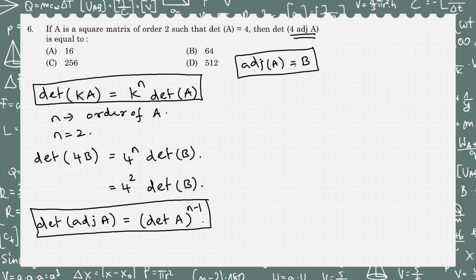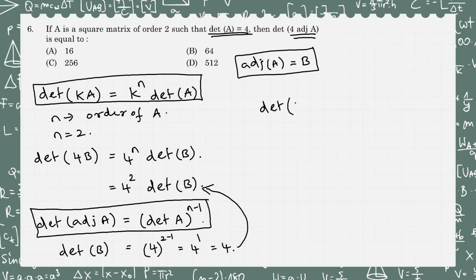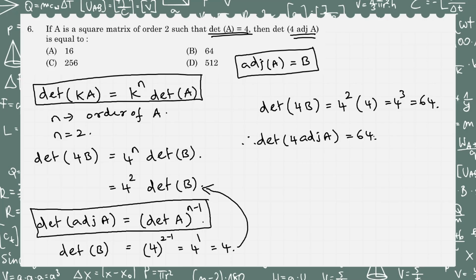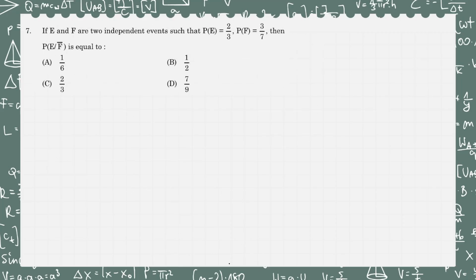So we are calling adjoint of A as B, right? So determinant of B equals determinant of A to the power n minus 1, and determinant of A is given as 4 here. So 4 power n minus 1 means 2 minus 1, which is 4 power 1, 4. So we can use this value in here. So finally determinant of 4 times B equals 4 square into 4, which is 4 power 3, 64. Therefore, determinant of 4 times adjoint of A equals 64. So, the correct answer is option B. Let's go to the next sum.